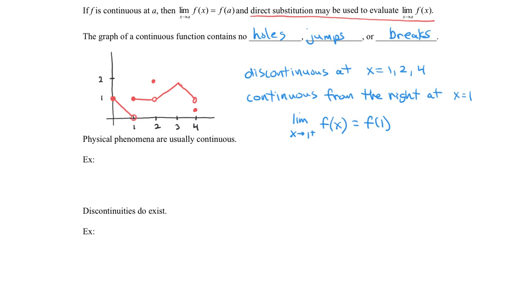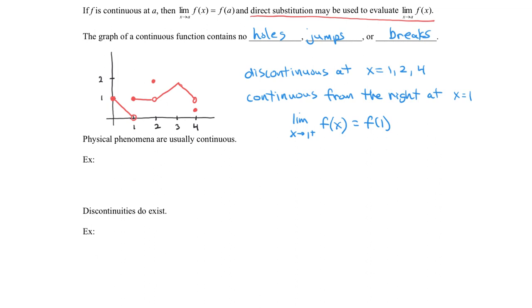The reason it's discontinuous at 1, though, is that from the left it is not continuous at 1. So as x approaches 1 from the left, the function is approaching 0, but f of 1 is 1. So because those don't match up, it's discontinuous from the left, which makes it discontinuous at 1. So this one is discontinuous at 1, but it happens to be continuous from the right at 1. One thing you may have noticed is that for a function to be continuous at a point, it has to be continuous from the left and also from the right at that point.